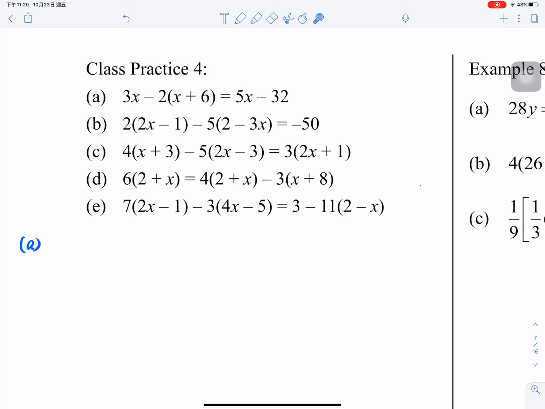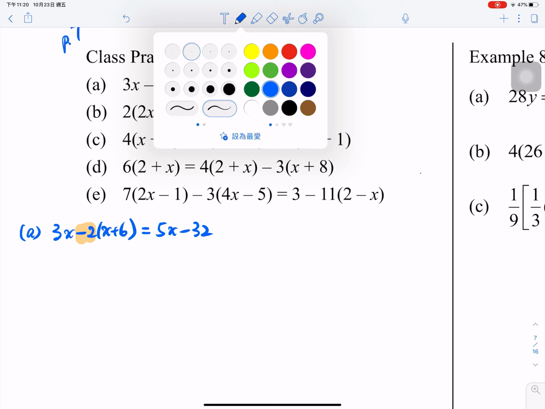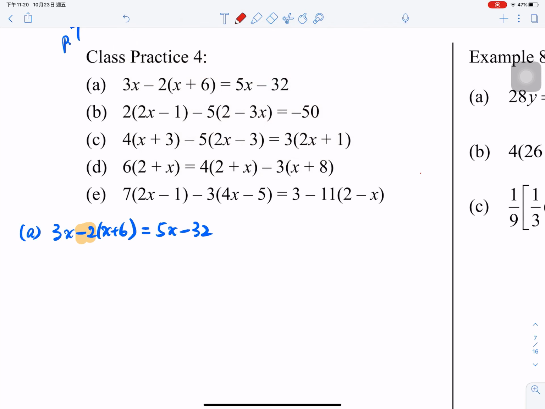Class practice 4 on page 7. Let's see this question 5 all together. Have a look. 3x minus 2 times x plus 6 equals 5x minus 32. Again, you need to expand this one. Negative 2: remember, pick up the operation sign and then multiply into the two terms here.